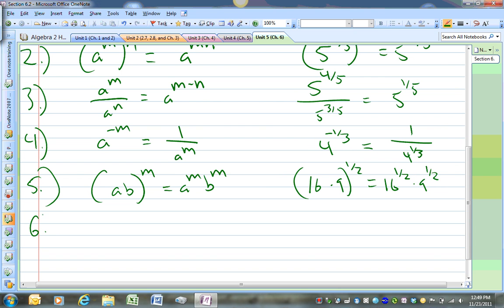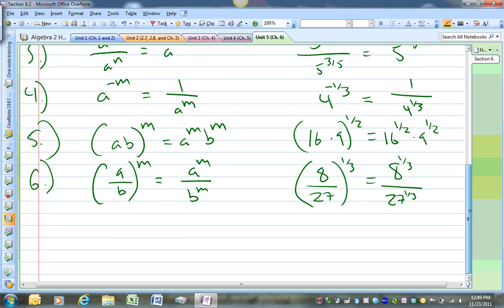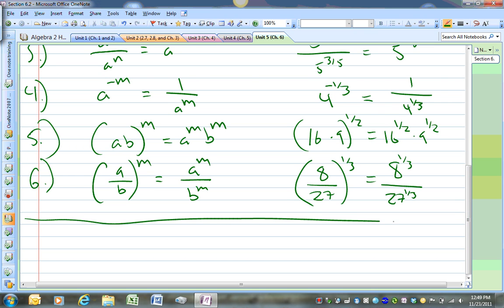And lastly, number 6. If I had this, a would be raised to the m power. Again, distribute the m to both a and b. So if I had, say, 8 over 27 raised to the 1/3 power, it would be 8 to the 1/3 over 27 to the 1/3. So those are the main properties.